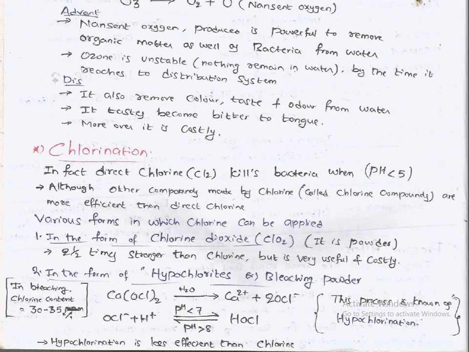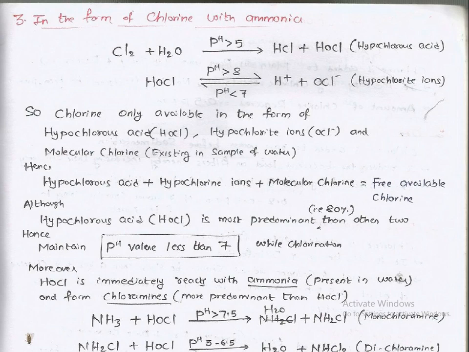In the form of chlorine with ammonia: Cl2 plus water, pH greater than 5, gives HCl plus HOCl, hypochlorous acid. HOCl, at pH greater than 8 or less than 7, gives H plus plus OCl minus, hypochlorite ions. So chlorine is only available in the form of hypochlorous acid HOCl, hypochlorite ions OCl minus, and molecular chlorine existing in a sample of water. Hence, hypochlorous acid plus hypochlorite ions plus molecular chlorine equals free available chlorine.